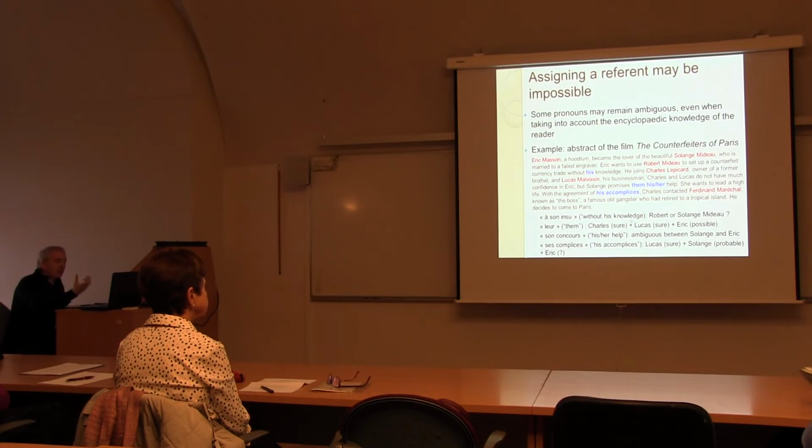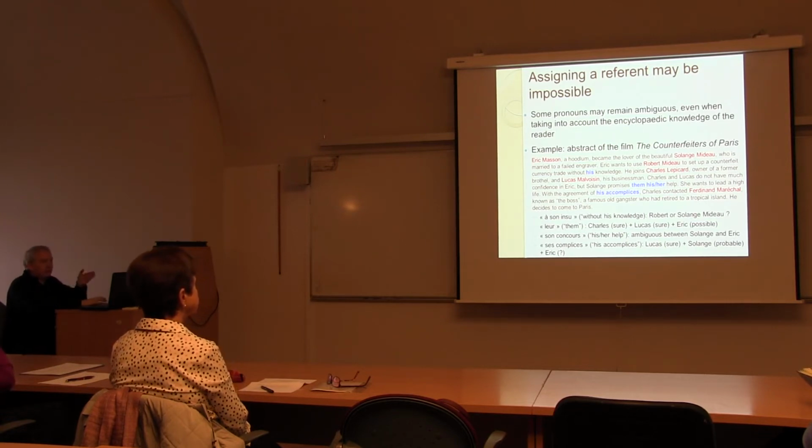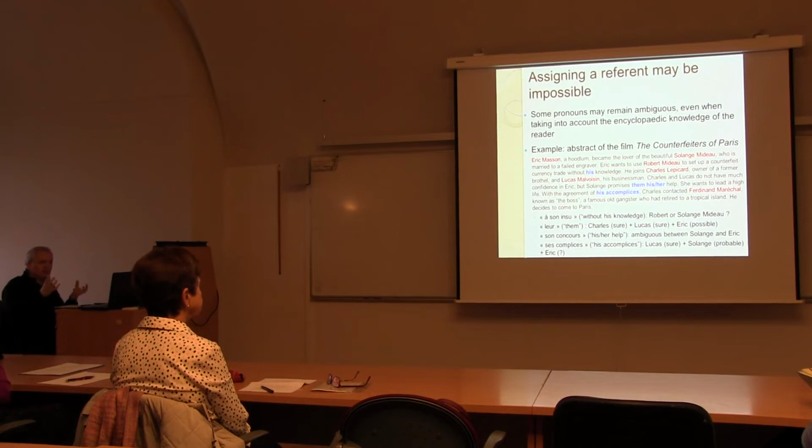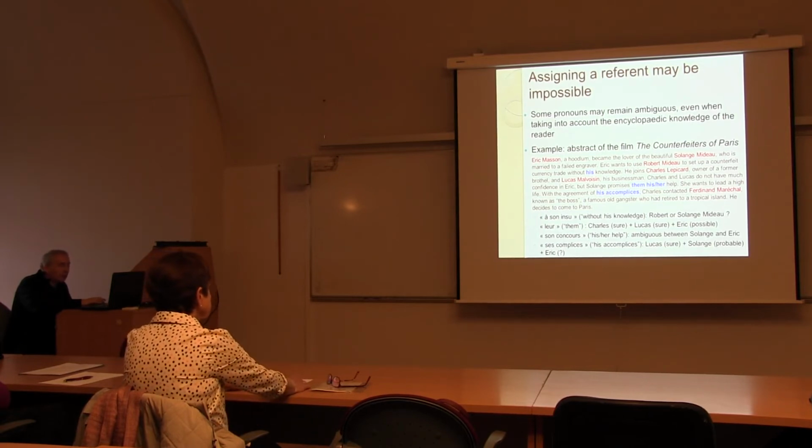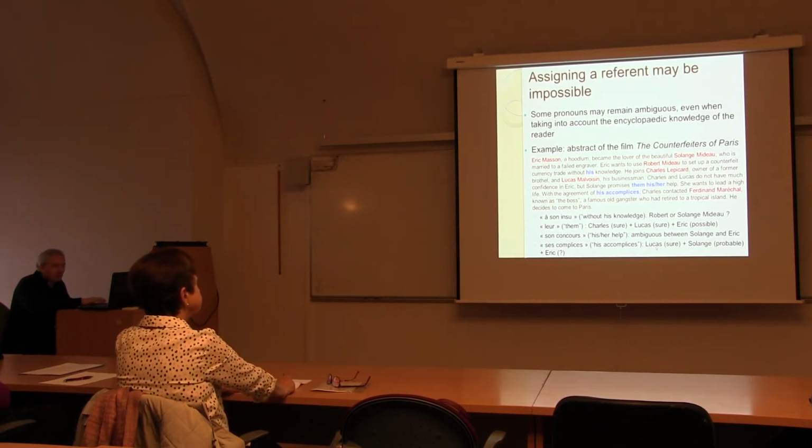So we have here what we call a fuzzy group. We know that Charles belongs to the group. We know that Lucas belongs to the group, but we don't know for the other people if they belong or not. So we don't know exactly where the frontiers of the group are. And it's exactly the same case with "his accomplice", and we don't know if, for instance, the wife is included or not in the group.